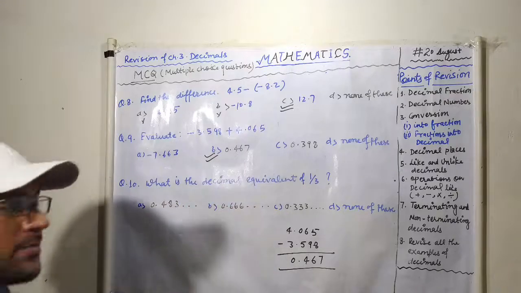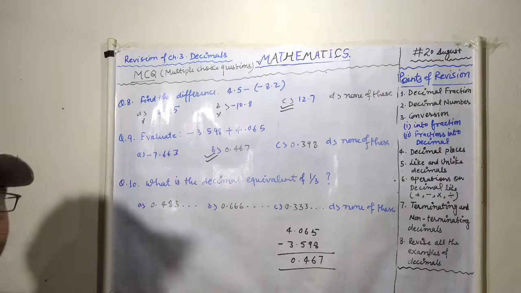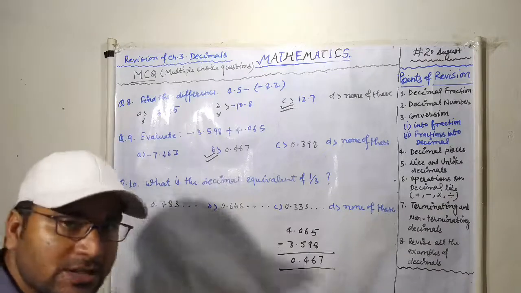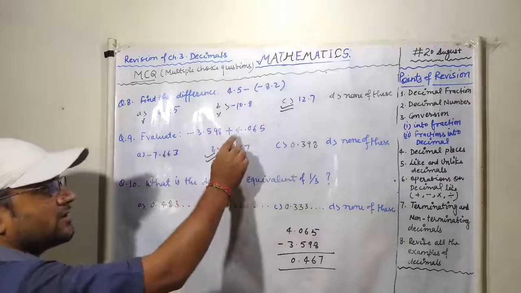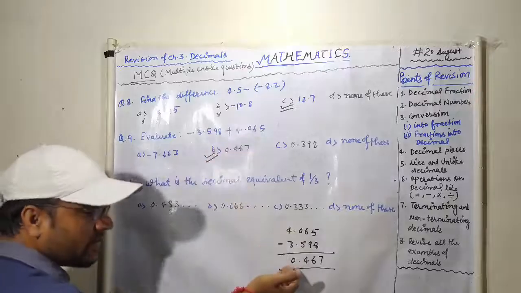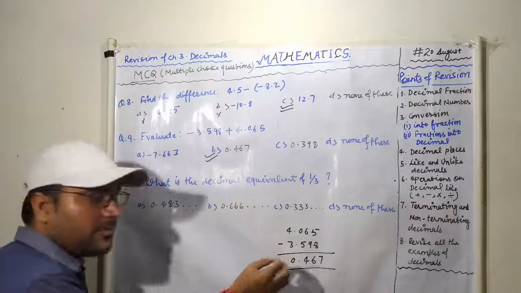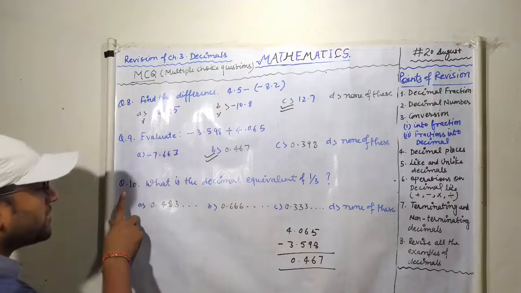0.467. So always remember that if one is a plus and another is a minus, or one is a minus and another is a plus, you always subtract the quantities and put the sign of the one which has the greater value. In this one, 4 is greater than 3, so its sign is plus. So we use this plus sign here. If I have not written any sign, it means it is a plus. Okay. Now question number 10.